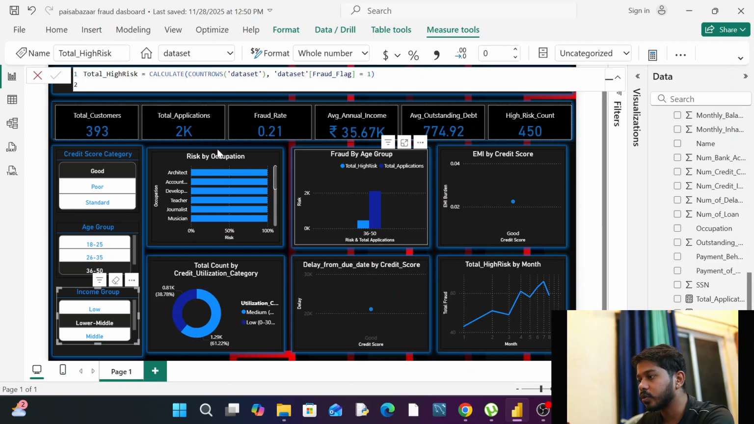The next is total high risk. What is the total high risk? In the total high risk, we took the count of rows from the data set, total rows from the data set, and from the data set, we give the fraud flag as 1.